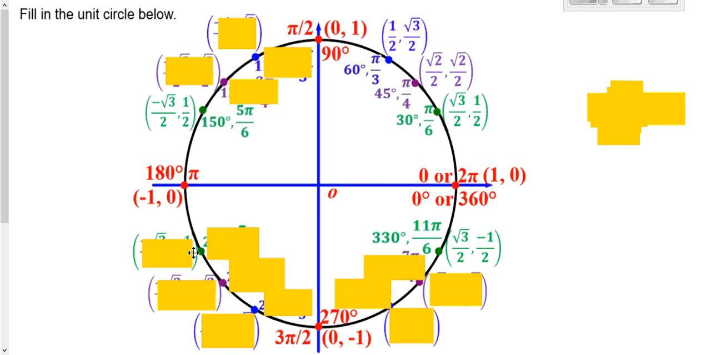Looking at this one over here, both of our coordinates are going to be negative because we're in the third quadrant. The green is 30 degrees away from your axis, so you're 30 degrees beyond 180, so that's 210.